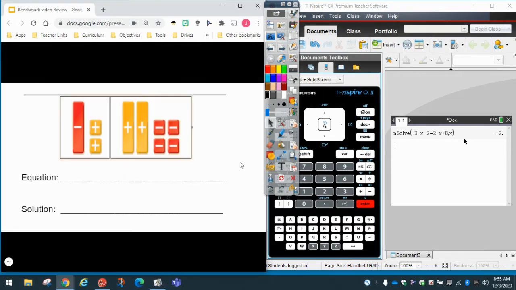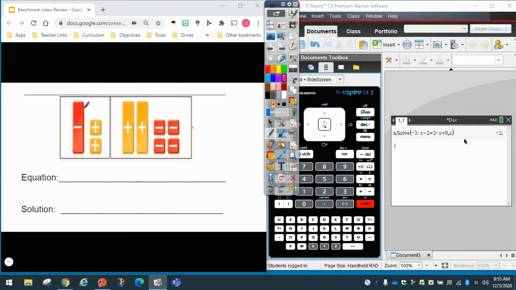Let's do another one. Again, my rectangles represent my x values, and the squares represent our units. So in this case, I have a negative x, so I'm going to put negative x. And then how many units do I have? Plus 1, plus 2. This bar means equals. I have 2 x's that are positive, and my units, minus 1, minus 2, minus 3, minus 4.